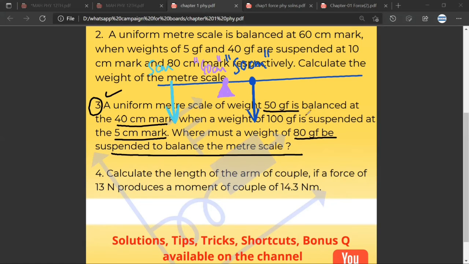So let us assume that 80 gf is suspended somewhere around here. Mr. Sibang, any doubt? No doubt, sir. Mr. Sibang, how will we do this question?